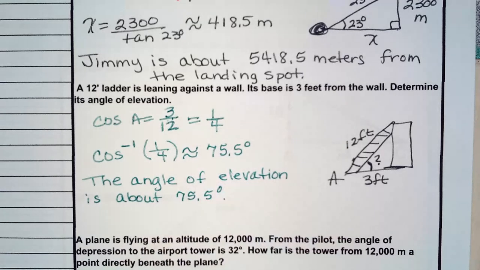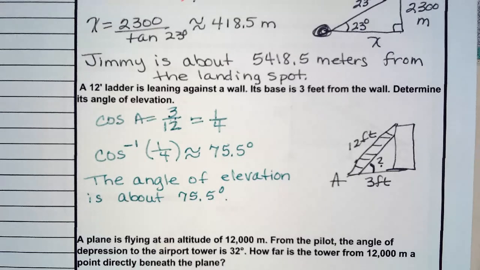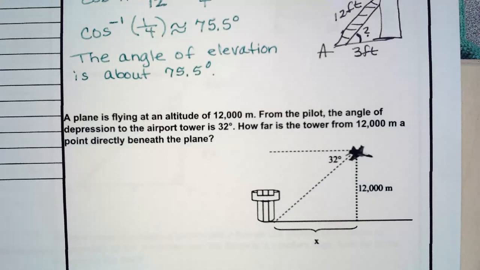That brings us to our last one. When you're doing word problems, if they do not have a picture, you always draw the picture. You need to be able to accurately see what you're looking for. A plane is flying at an altitude of 12,000 meters. From the pilot, the angle of depression to the airport tower is 32 degrees. How far is the tower from a 12,000 meter point directly underneath the plane?